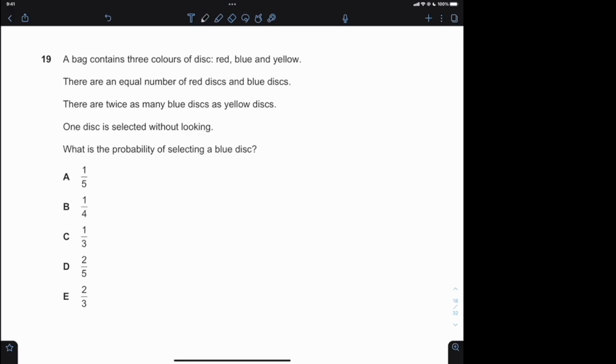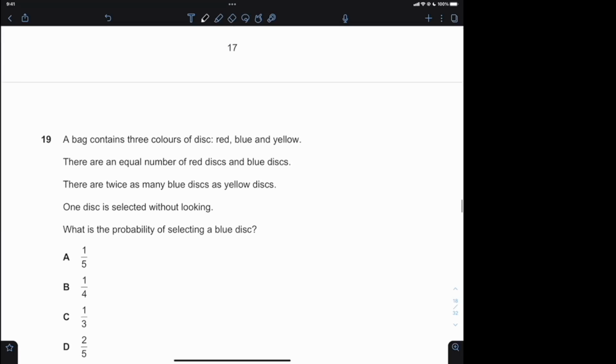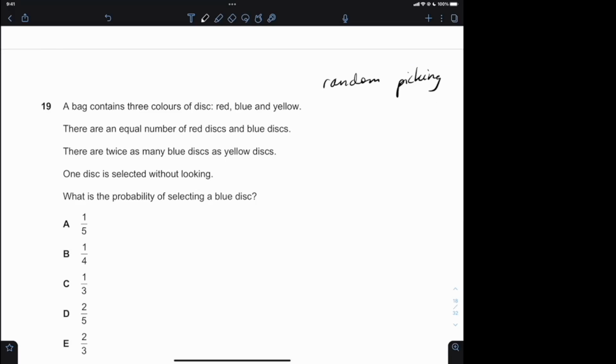Now, the best way to solve these questions, I'd say, is to give yourself a random number, all right? I call this random picking. Cullen's random picking. And the idea is when you have just theoretical things like having twice as many or half as many, whatever, just pick numbers that work and then find the probability accordingly, okay? So for instance, let's just say that there are 2 red discs, 2 blue discs, right? And since there are twice as many blue discs as yellow ones, that means we only have 1 yellow, okay?